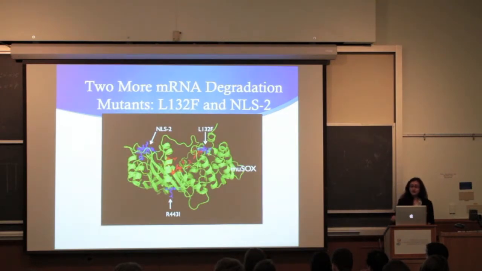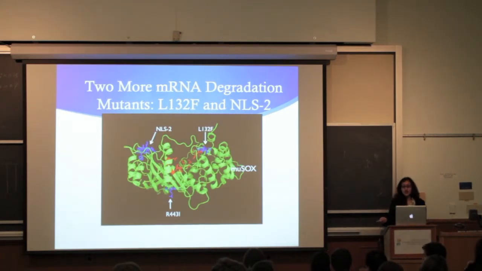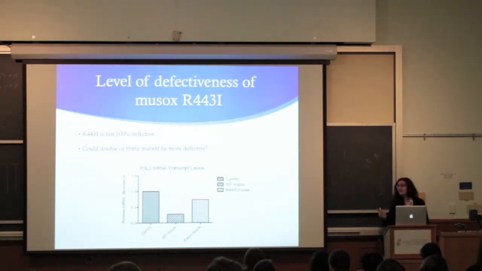And so apart from the R443I mutation that I was just talking about, we later discovered two other independent host shutoff mutants. These mutants, muSOX mutants, are incapable of degrading mRNA to a certain degree. But as of right now, we don't have viruses that contain these new versions of muSOX. But these two mutations, L132F and NLS2, which are here on the muSOX protein, become slightly more important later in the presentation. So for now, back to the R443I mutation I was talking about.